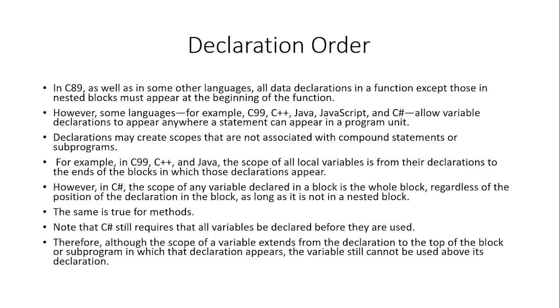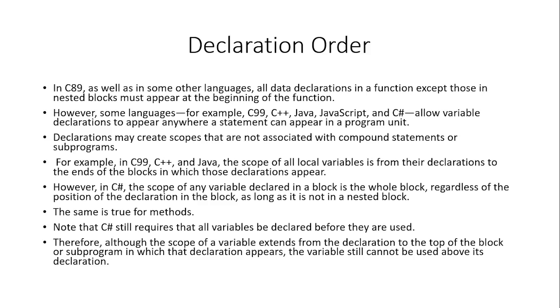Next, we can have different kinds of declarations for different languages, and we'll just look at the declaration order. In C89 as well as in some other languages, all data declarations in a function, except those in nested blocks, must appear at the beginning of the function. Some languages, for example C99, C++, Java, JavaScript, and C Sharp, allow declarations to appear anywhere a statement can appear in a program.